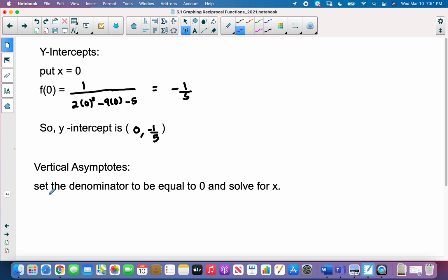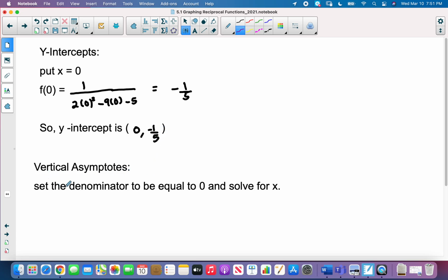Let's try to find the y-intercepts. To find the y-intercept, you put x equals 0 in the given function, and you'll find it works out to negative 1 over 5. So the y-intercept has the coordinates (0, negative 1/5).